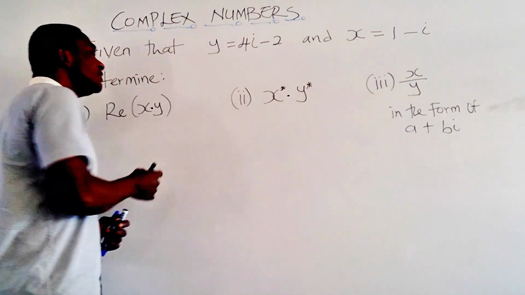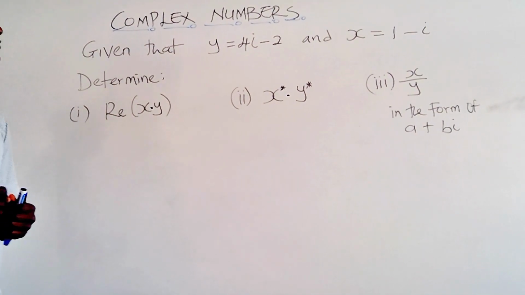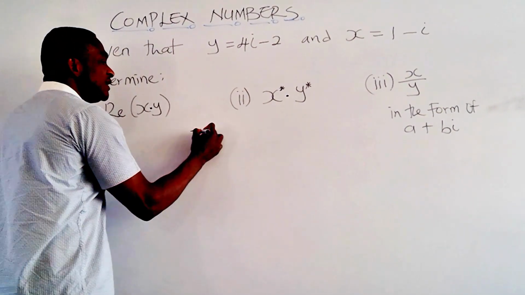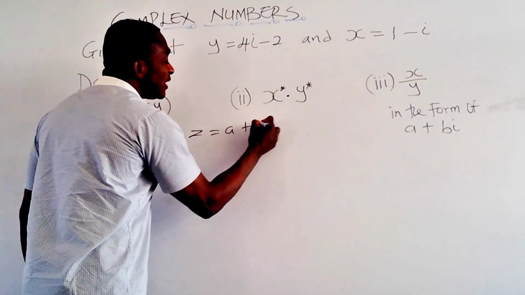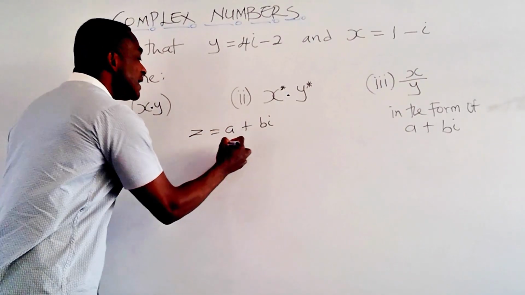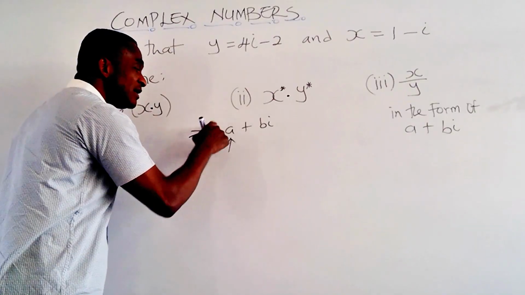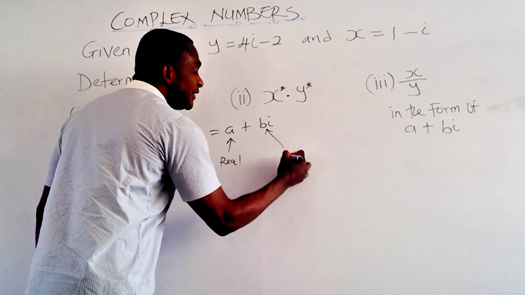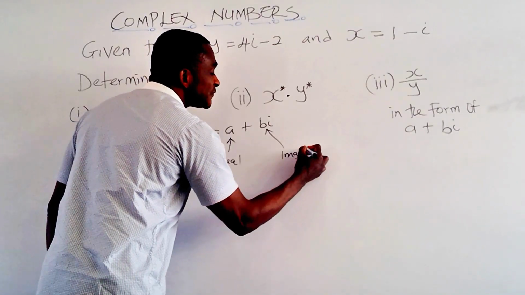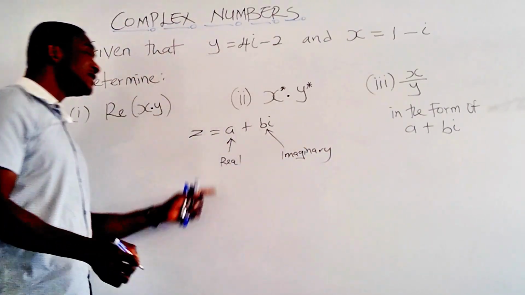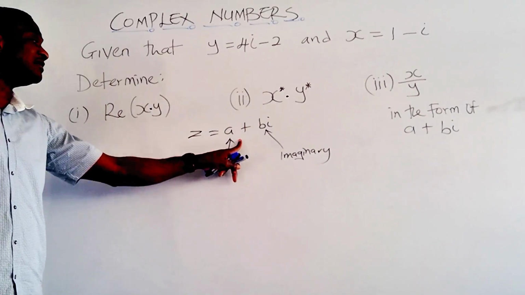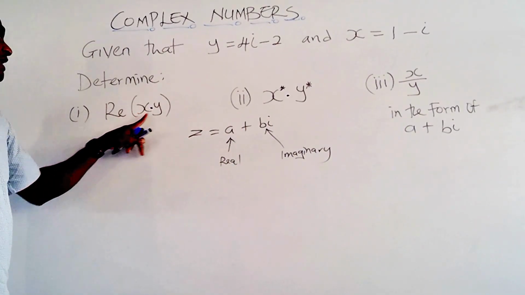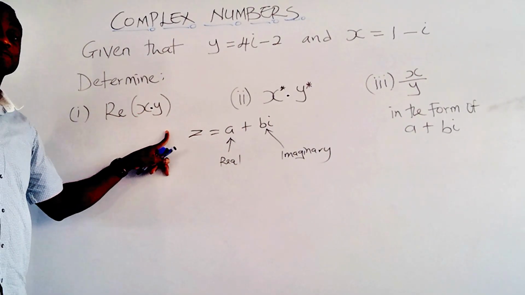Determine the real part. Remember, for every complex number, the expression is given as a plus bi, where a is called the real part, and b is called the imaginary part. So in this case, they are asking us to get the real part of this expression when we multiply them.